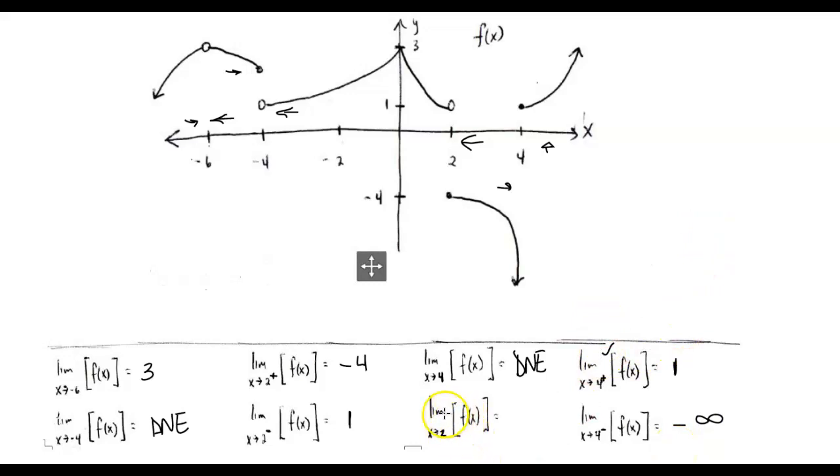And then lastly here, the limit of f of x as x approaches 2, so that's here coming from both the left and the right. Since coming from the left, it approaches 1, from the right it approaches -4, that would be a does not exist case because of the fact that the limit from both the left and the right do not approach the same y values.